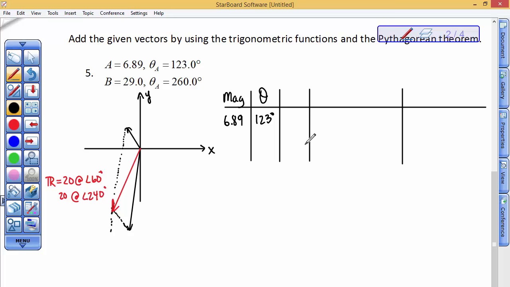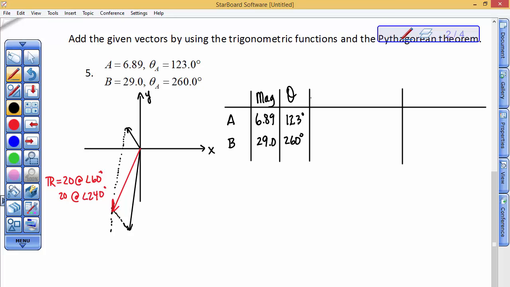I actually don't need this line. You know what, I'm going to go ahead and erase these. So I meant to put the 6.89 here and the 123 degrees here. So this is the magnitude of the vector, and this is the direction, and this is the name of the vector. Vector B is 29 units in length, and it's at an angle of 260 degrees.